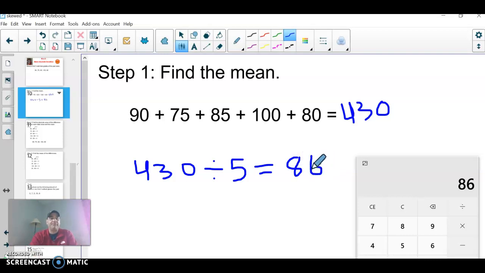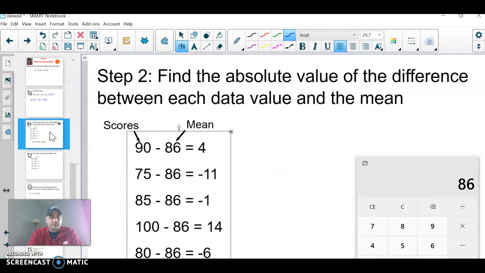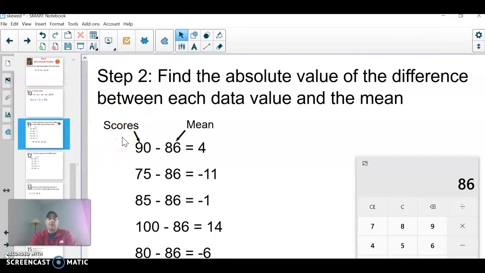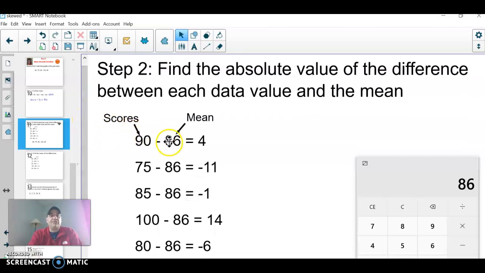Okay, we just did the first step of the MAD. We calculated the mean. Now we have to move to step 2, the absolute part. So how far away is the mean from the actual score? On one test, Henry got a 90 and his mean's an 86. So 90 minus 86 is 4. Now another test, he got a 75, the mean is 86. So if I subtract those, it's a negative 11, or they're 11 points away.